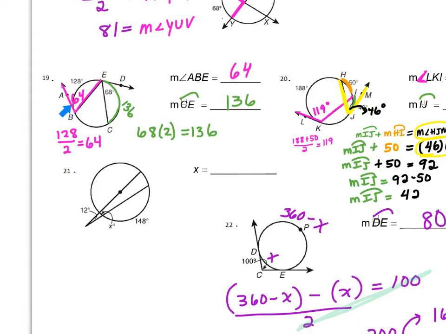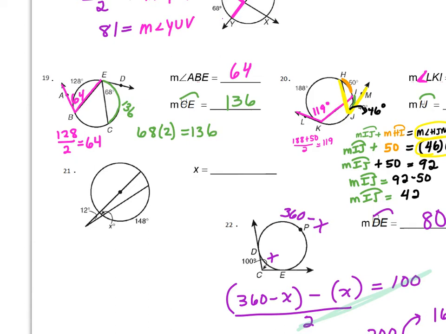Alright, on number 19, I'm looking for angle ABE, which is this pink angle. Now I'm going to find that pink angle by taking the arc, which is BE, which is 128, and dividing that by 2. I get 64. For the arc CE, which is this green arc here, I'm going to find that arc by taking my angle, which is CED, and multiplying that by 2, and I get 136.